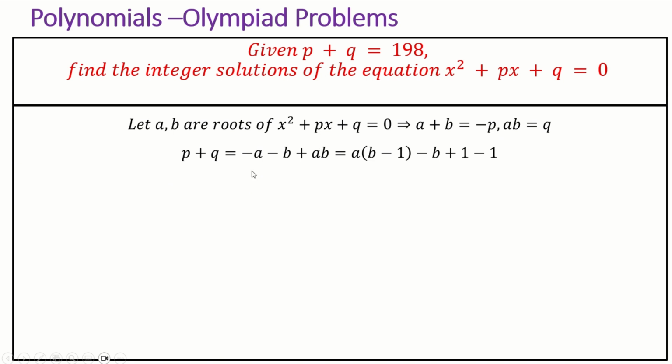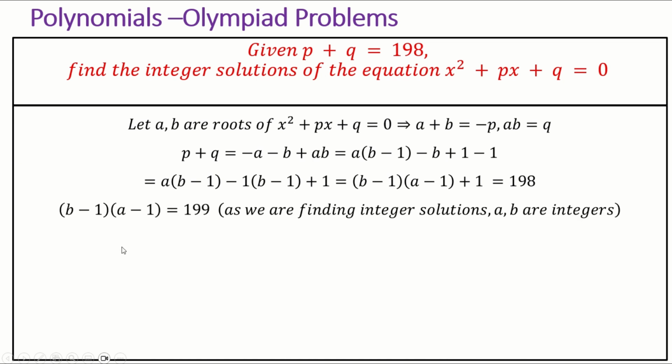Now I just want to try to make it factorize basically and see. So if I take a common here, minus a and ab, a common, then it is b minus 1, then minus b already there. Minus b plus 1 I am adding, minus 1 I am adding. Now I can factorize it. This will become a into b minus 1 minus 1 into b minus 1 plus 1, which is equal to b minus 1 into a minus 1 plus 1, which is equal to p plus q, given as 198. So this is equal to 198.